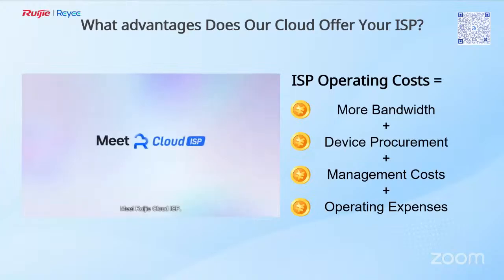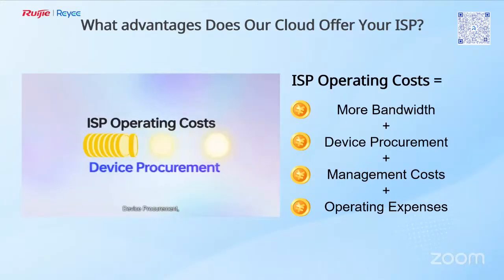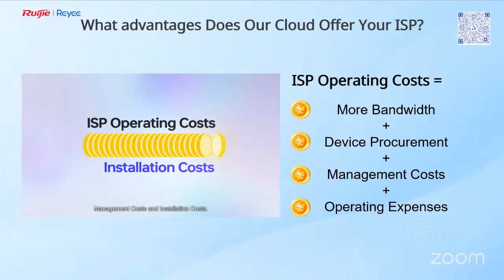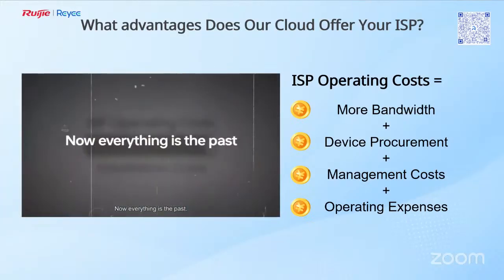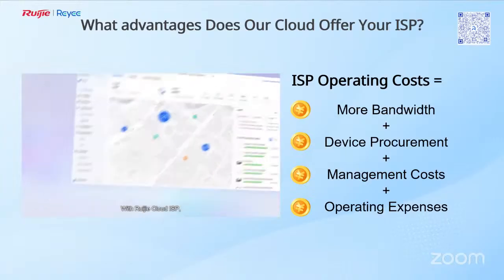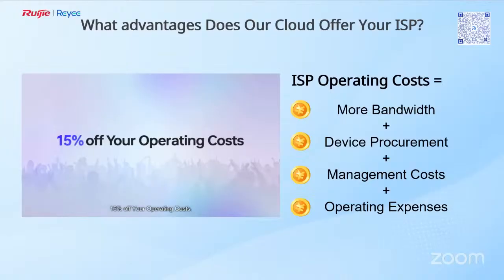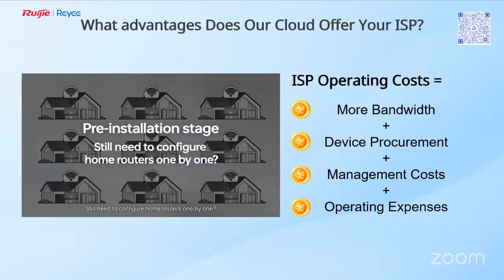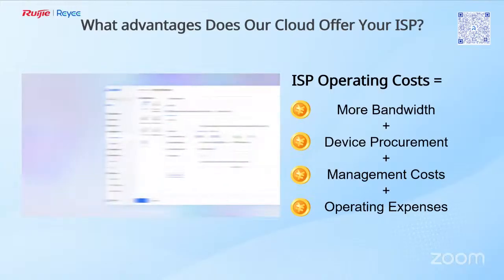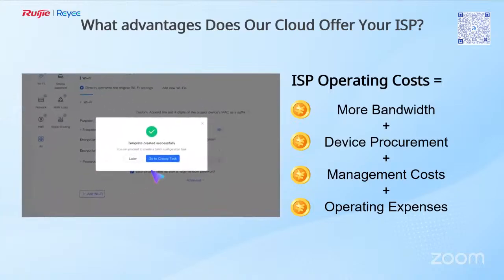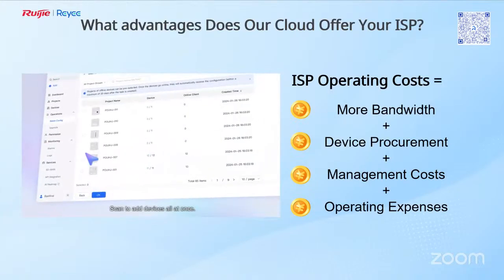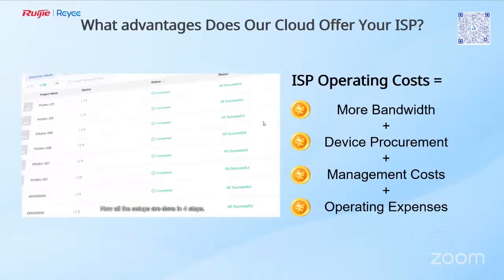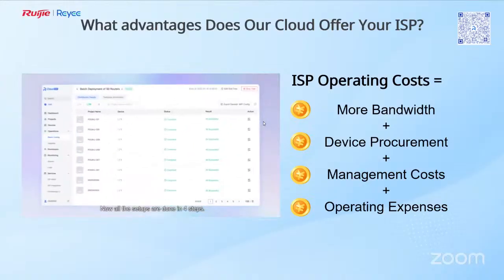Meet Ruijie Cloud ISP. For ISPs, the hidden operating costs include bandwidth setup, device procurement, management costs, and installation costs. Now, everything is the past. With Ruijie Cloud ISP, 15% off your operating costs. How do we make it happen? In the pre-installation stage, still need to configure home routers one by one? Create a configuration template. Scan to add devices all at once. Apply the configuration with one click. Now all the setups are done in 4 steps. Pre-configure in bulk, save time and effort.